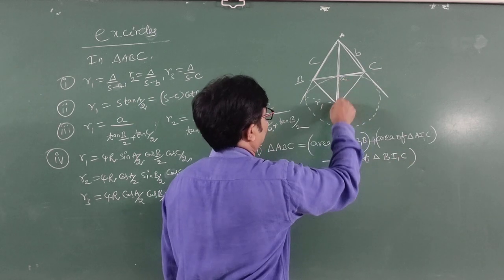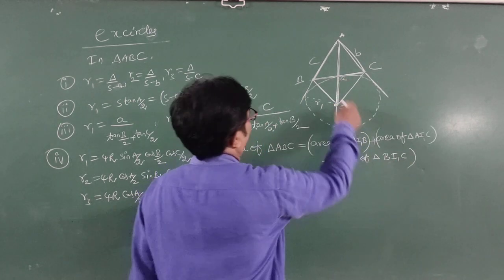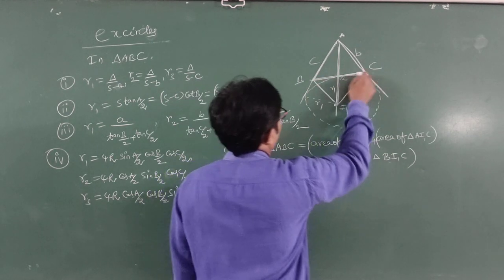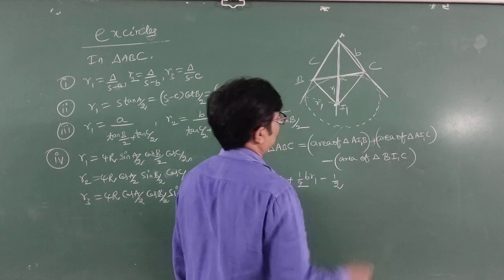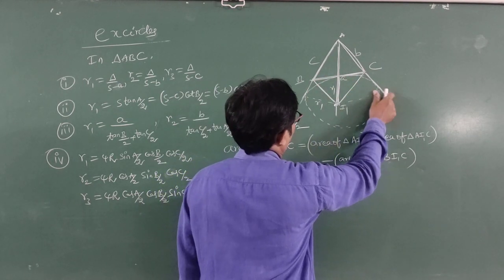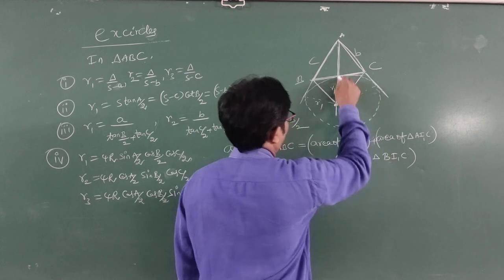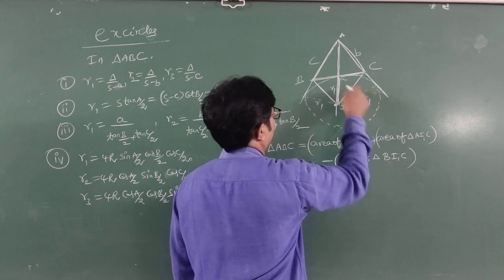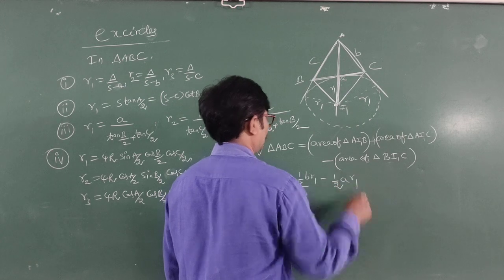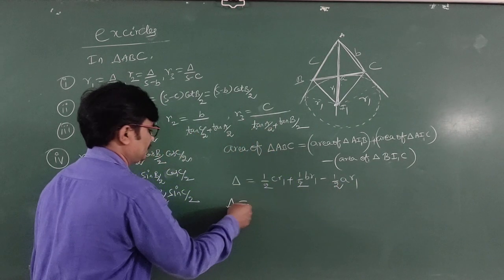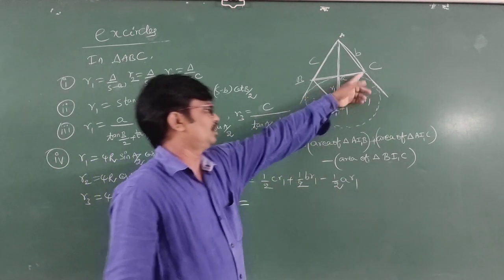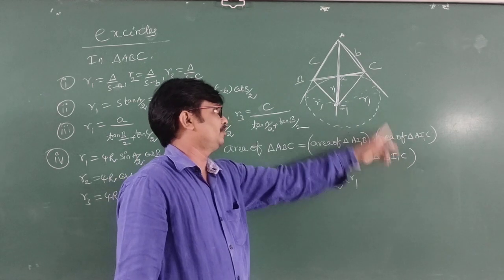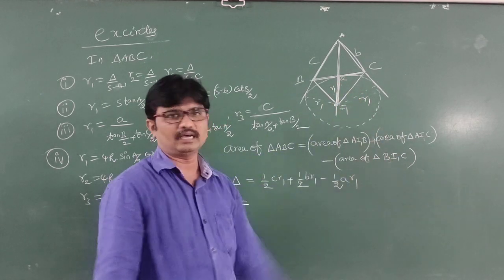BI1C, the triangle. What is there? This is R1. Base is A, height is R1. So students, we can take this as R1, of base R1. So we are taking the triangle BI1C. The area of the triangle BI1C: base is A, height is R1.